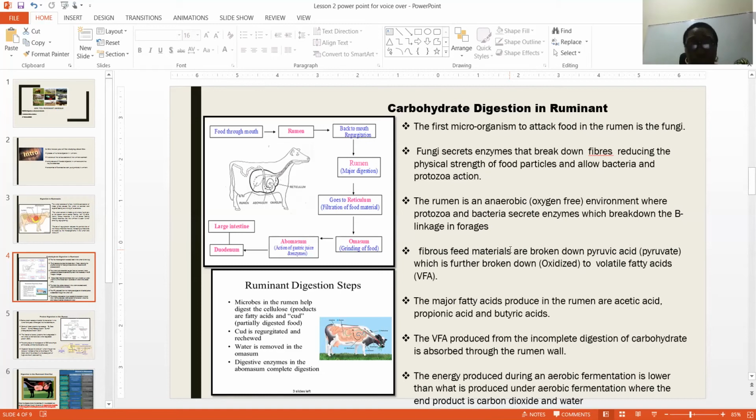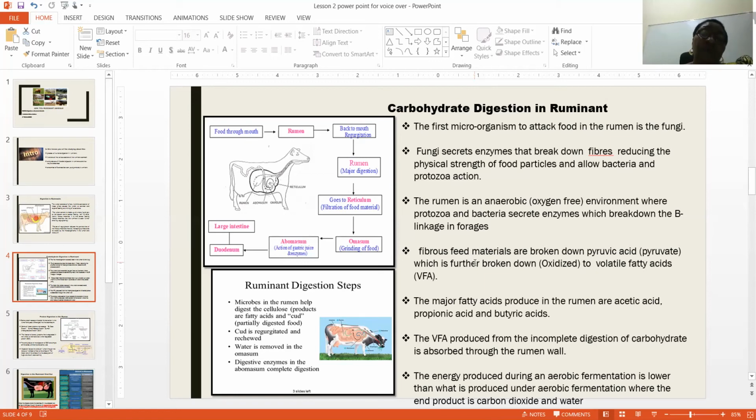Finally, the energy produced during the anaerobic fermentation is lower than what is produced under aerobic fermentation. Now, there is a difference between anaerobic and aerobic fermentation. The anaerobic, in the absence of oxygen, leads to the production of volatile fatty acids, like we have said. This is an incomplete digestion process, but the ruminant system can actually absorb this and utilize it as energy. But the energy efficiency is low.